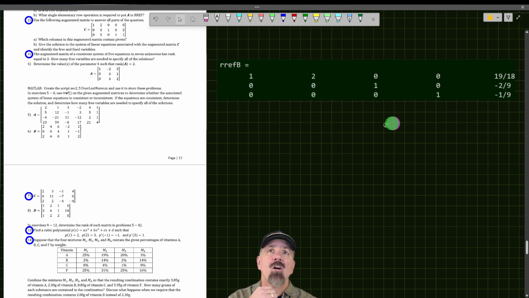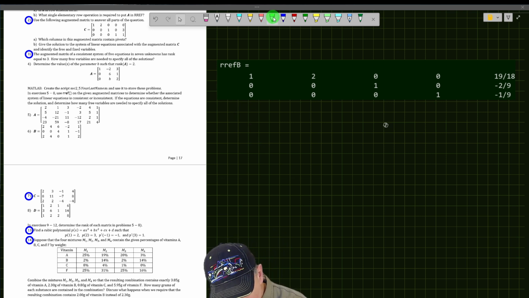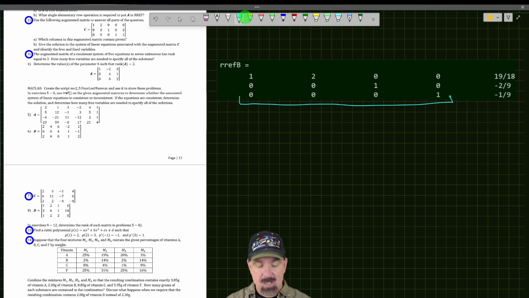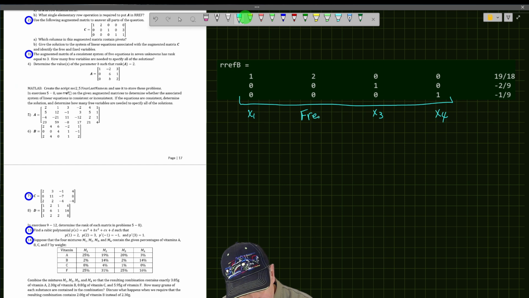All right, so here's our RREF, and let's look at what this is actually giving us for the solution. We know a couple of things. We know that this is the RREF for A. So we know that we have fixed variables, x1, x3, and x4. These are the fixed variables, x1, x3, and x4. And for each fixed variable, we're going to be able to write down an equation. Then we have a free variable, and that's the x2 variable here.